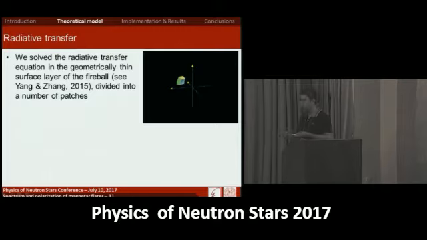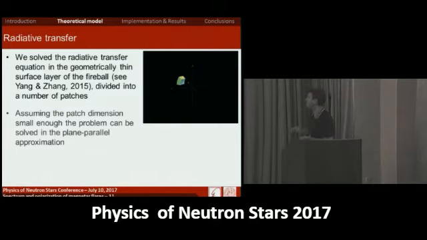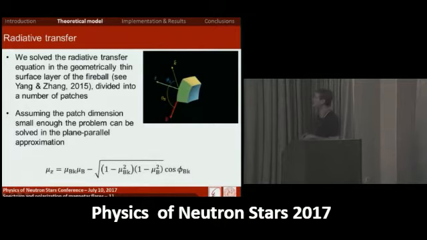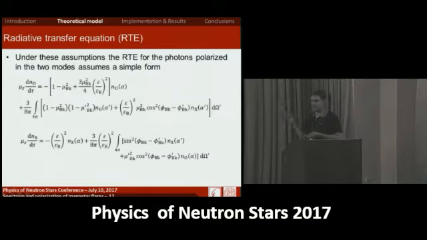And so we divided the fireball into a number of different patches. Sorry for the, oh, it works. Each labeled by the magnetic field strength at the patch center and the angle theta b between the star magnetic field and the patch normal z. We also assume that the patch dimensions are small enough with respect to the radial scale to neglect curvature, and so we can consider also the plane parallel approximation. So, under these assumptions, the radiative transfer equations for the two modes assume this relatively simple form as functions of the infinitesimal Thomson depth d tau.